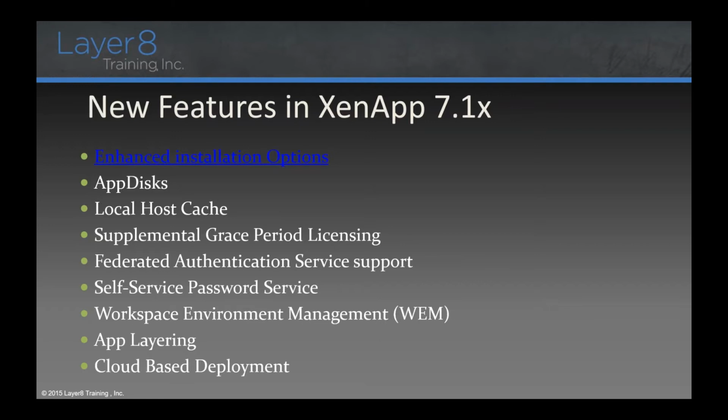Some of the things you'll see in the newer versions are some enhanced installation options, in particular migration. They've made it easier to migrate from a XenApp 6.5 environment to the 7.1x environment, so it's much easier to roll those out. Also, updating is very, very easy. It's a one-button click to update your systems from one version to the next. I just did my 7.12 version to 7.15 just the other day.